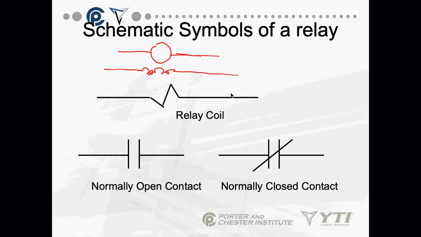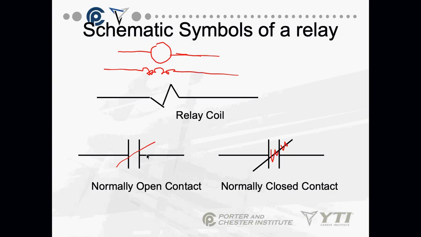We have a normally open contact. Bottom line is, when the relay coil gets energized, a normally open contact closes. We have a normally closed contact. So when the relay coil is not energized, we have a path for power. When I energize the relay coil, that opens. So these are my three symbols for a relay and also a contactor.